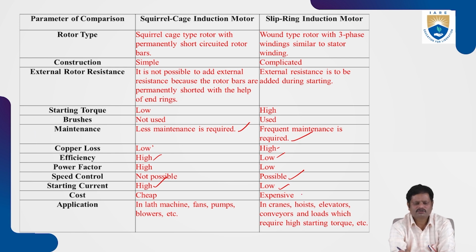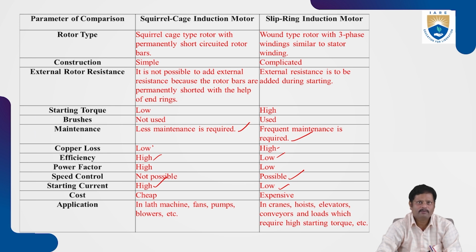Applications: squirrel cage induction motors are used in lathe machines, fans, pumps, blowers, etc. In cranes and hoists, elevators, conveyors, and loads which require high starting torque, we use the slip ring induction motor. So these are the construction and rotor types of AC machines, especially the induction motor.